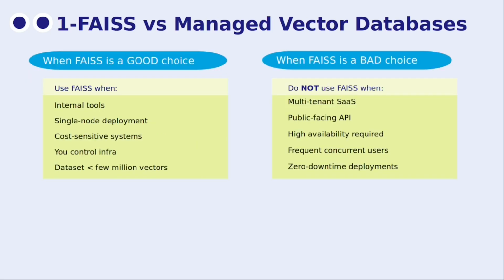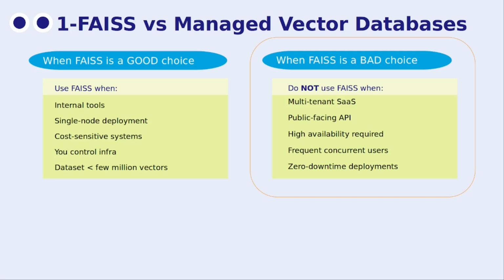When FAISS is a good choice. FAISS is a good choice for internal tools, single node deployment, and cost-sensitive systems. You control the infrastructure. The dataset is less than a few million vectors. Example: an internal company assistant running on a single EC2 instance. In this case, FAISS is perfect.